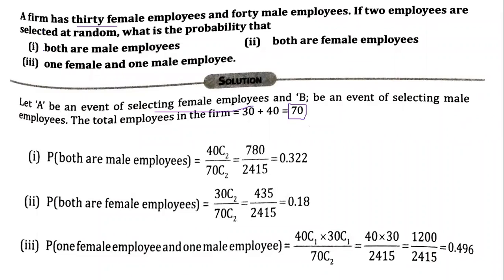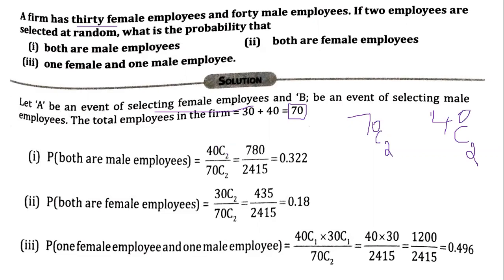Okay, now let us go to the first question. When they select two employees at random, what is the probability that both will be male employees? Out of 70 people, we have to select two. What is the possibility that the two we select will be male only? We have 40 male employees, out of that any two we can select.